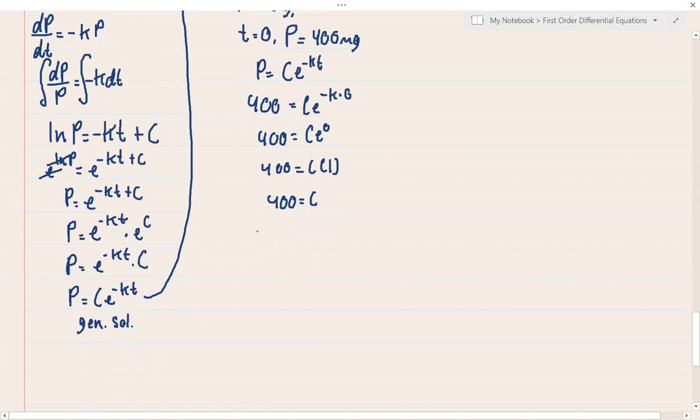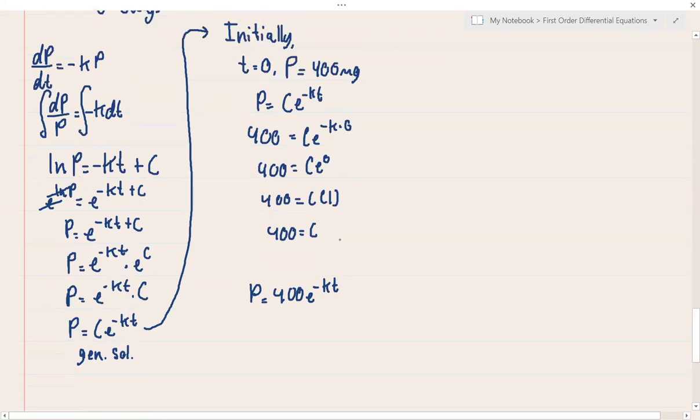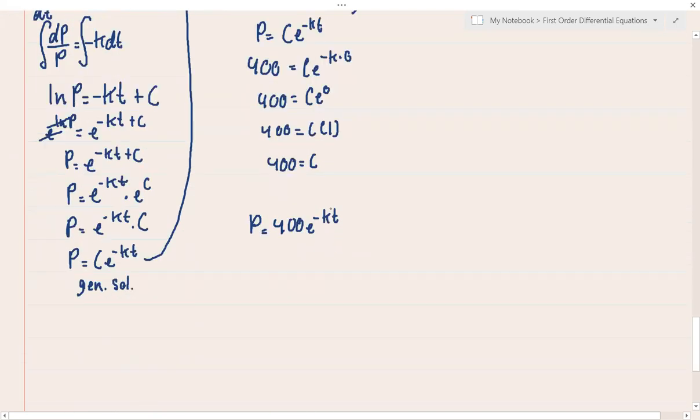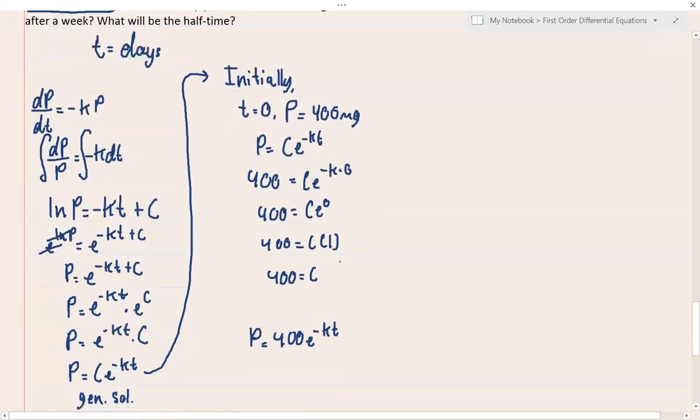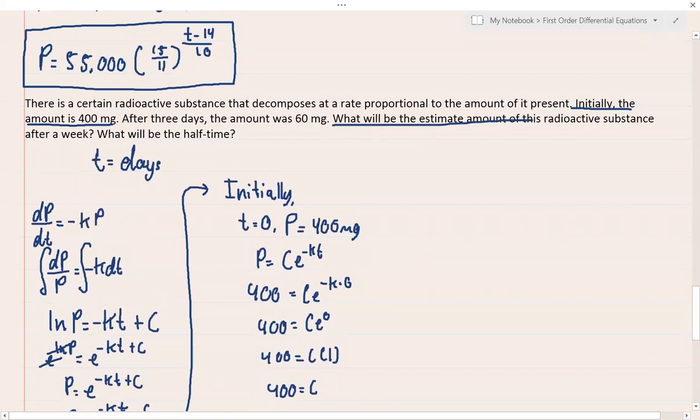So, meron na tayong P is equal to 400 times e raised to negative kt. That's it. So, we need to find your k, kasi nakuha natin si C, diba? Ngayon, kunin natin si k. We need to find your k para makuha natin yung sagot. Alright? So, we need to find your k.